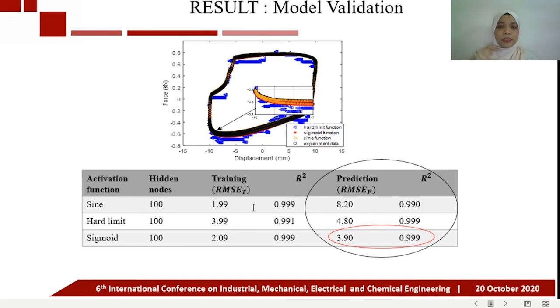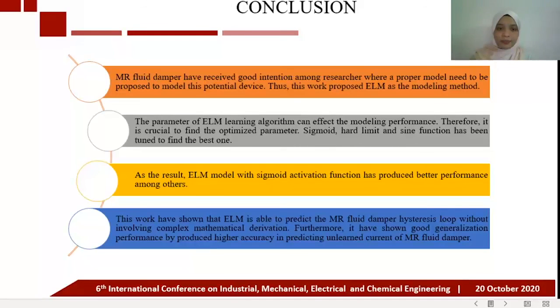To check the tangible result, a table has been provided which consists of training performance and testing performance. As for training performance, it shows that the sine function has performed better among the others, but in testing performance, the sigmoid function has shown better, followed by sine and hard limit functions. Thus, this shows that sigmoid is the best model to predict the hysteresis loop of the MR damper. Let us end this slide.